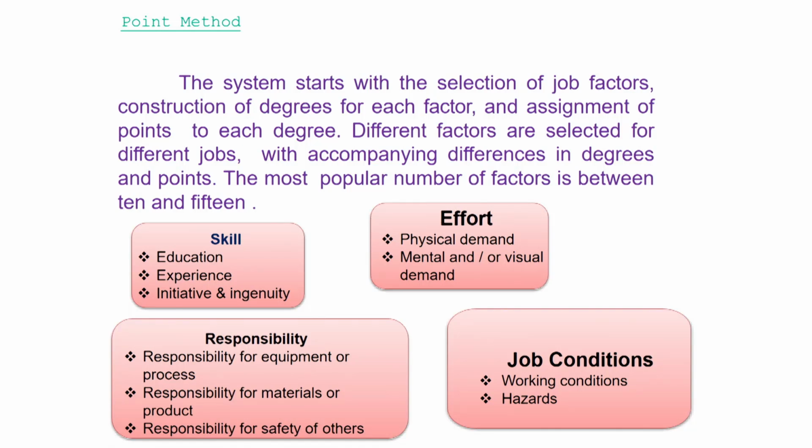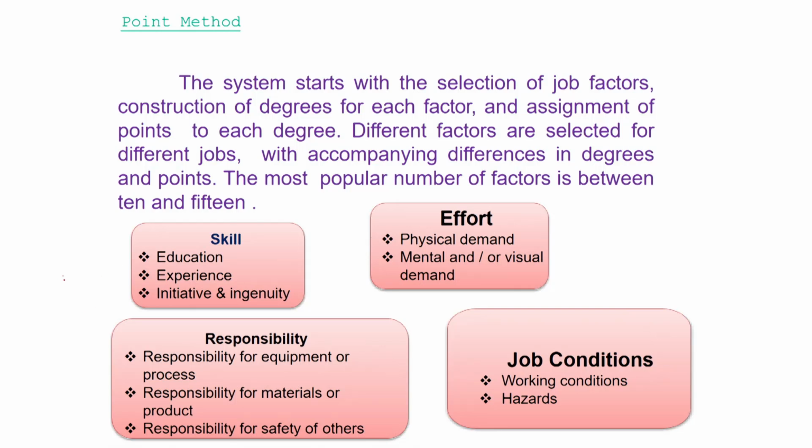So in the case of the point factor method, the system starts with the selection of the job factors. Then we have the degrees of each factor, assignment of points to the degrees, and different factors are selected for different jobs. We have to bear in mind that all the factors are not applicable for all the jobs. So there are different factors for different jobs, and then we make a decision on the basis of the evaluation of those factors, with accompanying differences in the degrees and points. The most popular number of factors is between 10 to 15.